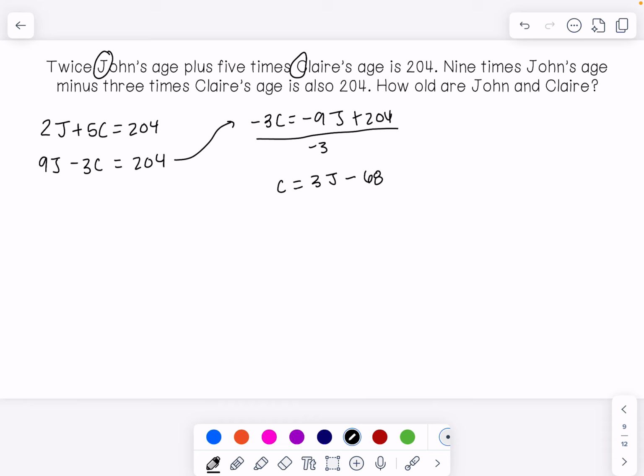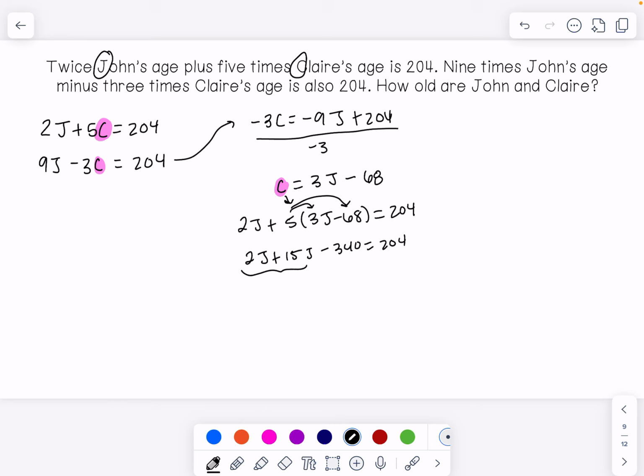Now that I have isolated this C, I need to plug it into my other formula. So I'm going to plug it into this formula here. We're going to say that 2J plus 5 times, once again, I'm substituting in this C, 3J minus 68, is equal to 204. Now all we have to do is finish solving this out. I'm going to distribute. So we have 2J plus 15J minus, I'm going to use my calculator to do 68 times 5, minus 340 is equal to 204.